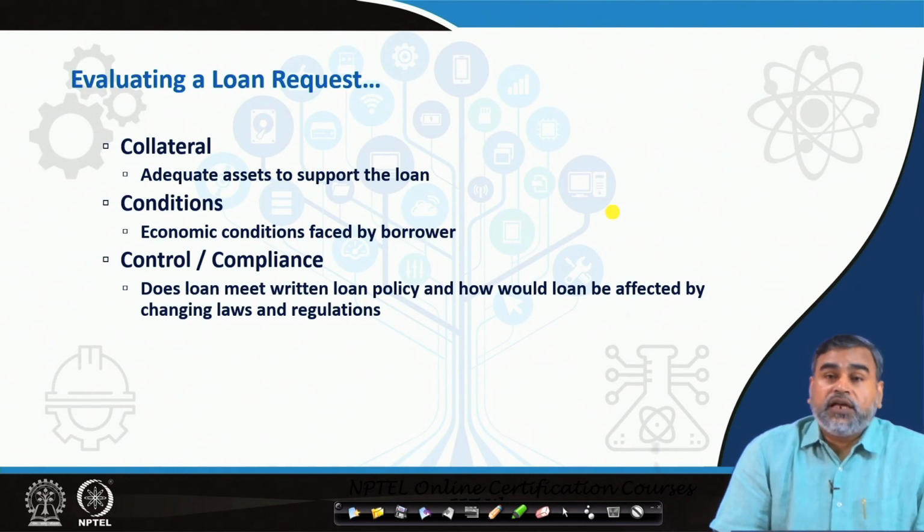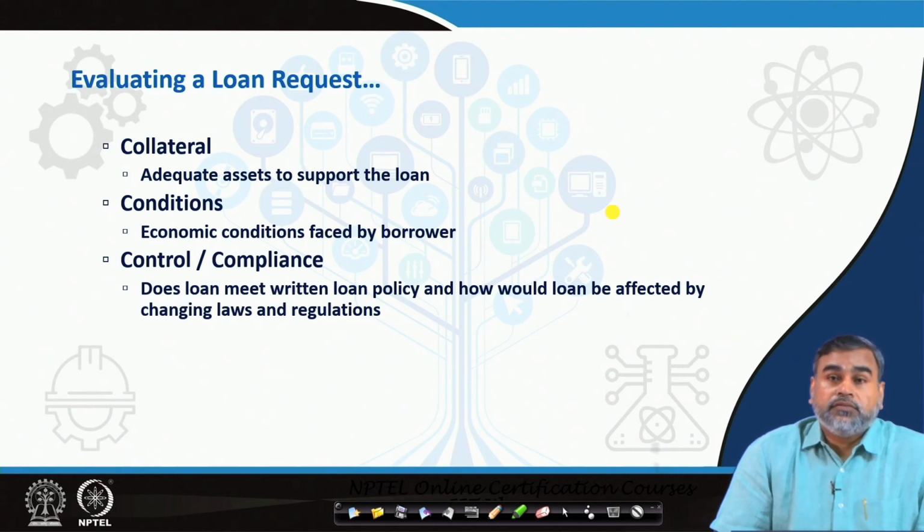Whether this particular individual is able to provide an adequate amount of assets to support this loan. Adequate assets here means fixed assets, variable assets, whatever the borrower has. Because if there is any kind of default, the particular assets can be liquidated and the bank can recover the loan from those payoffs.